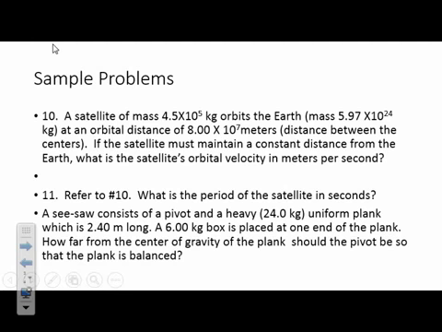So this time we've got a satellite, and that satellite is orbiting the Earth. We know the distance it orbits the Earth, and it's keeping a constant distance, so it's a circular orbit. We want to know the satellite's orbital velocity. When satellites go in orbit, what's keeping them in orbit is gravity. And the gravitational force is acting as a net centripetal force. So set these two equations equal.